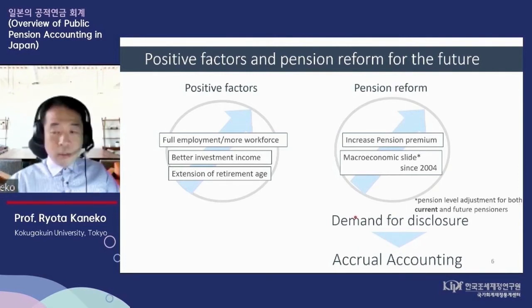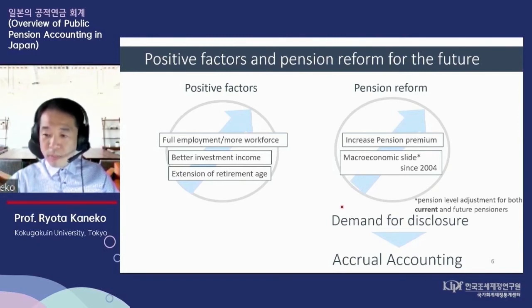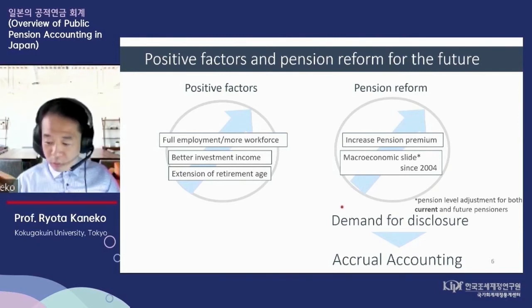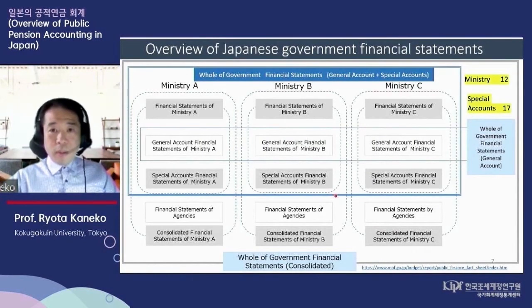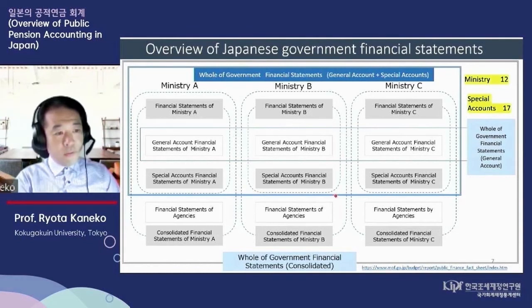But to do the pension reform successfully, we do need disclosure and we do need to make the pension system transparent. So we do need accrual accounting. And this is the overview of our Japanese government financial statements.